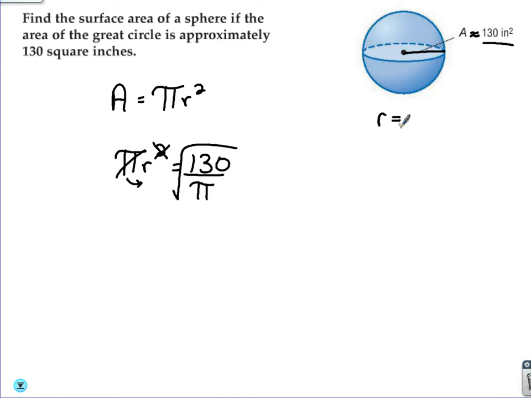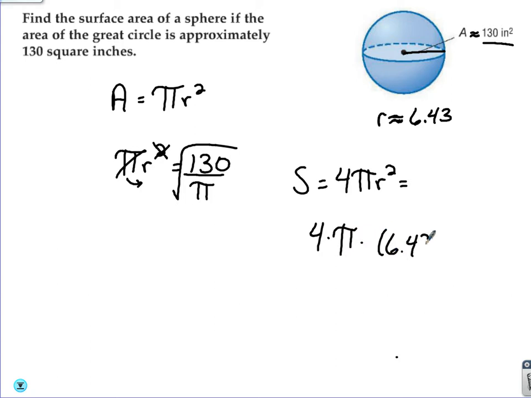So the radius is about, and that's approximate, right? We might as well leave it as that. The radius is about 6.43. So now it says find the surface area. Man, there's a whole lot easier way of doing this. Okay, now let's do that. We found our radius. I know the surface area is equal to 4 pi r squared, which would be 4 times pi times the radius, which we just found, 6.43 squared.